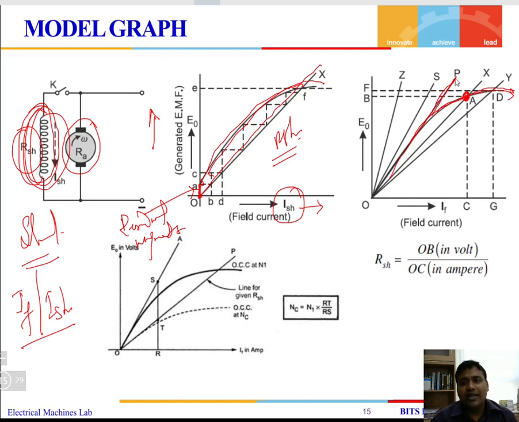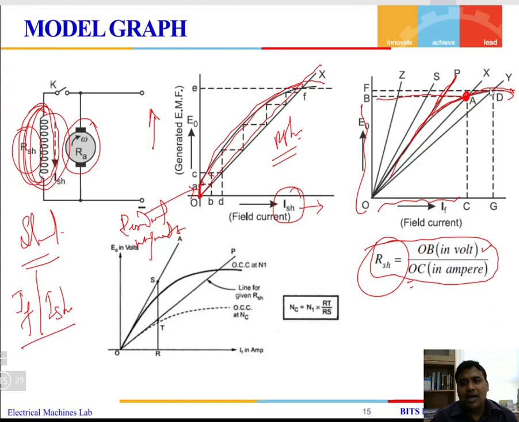If you draw a tangent, then the critical field resistance is basically OB, the voltage produced here, divided by OC, which is the field current. So this is the critical field resistance.